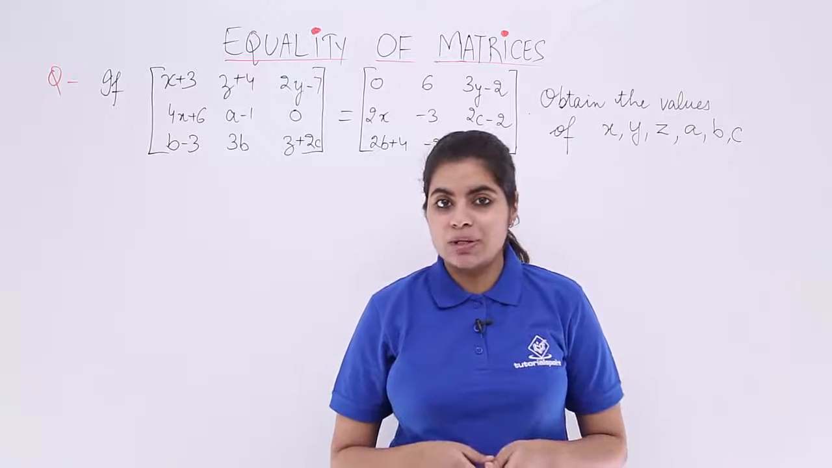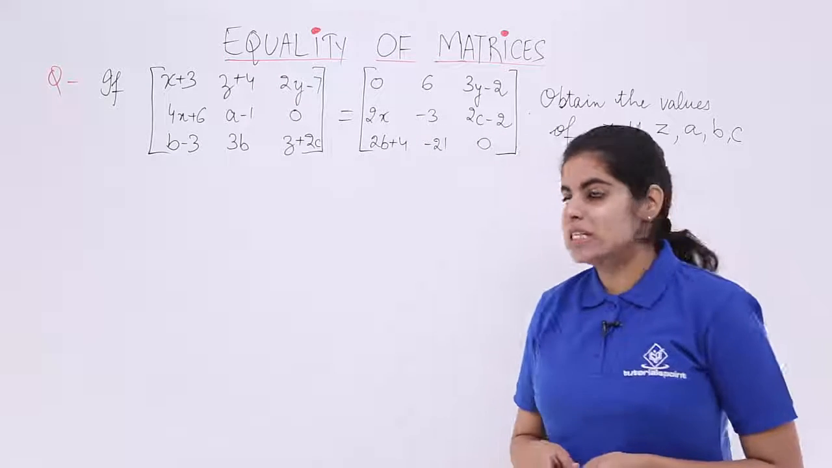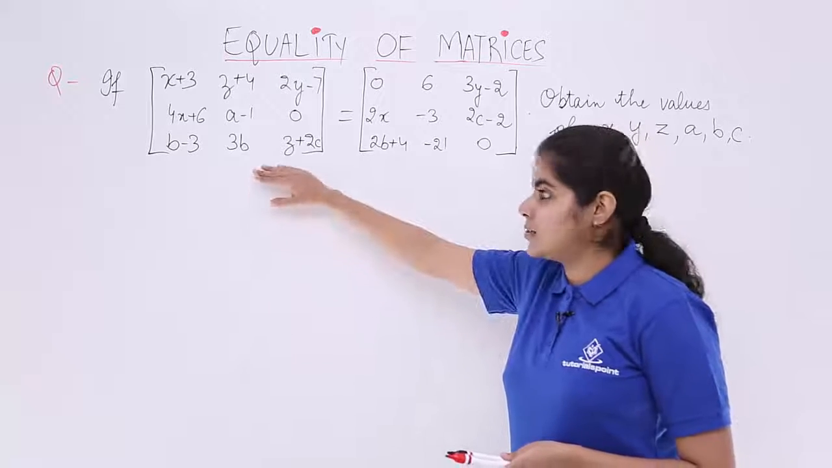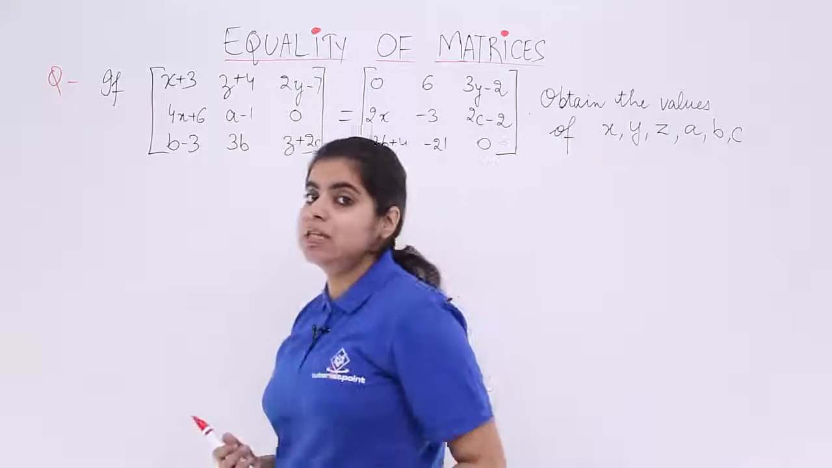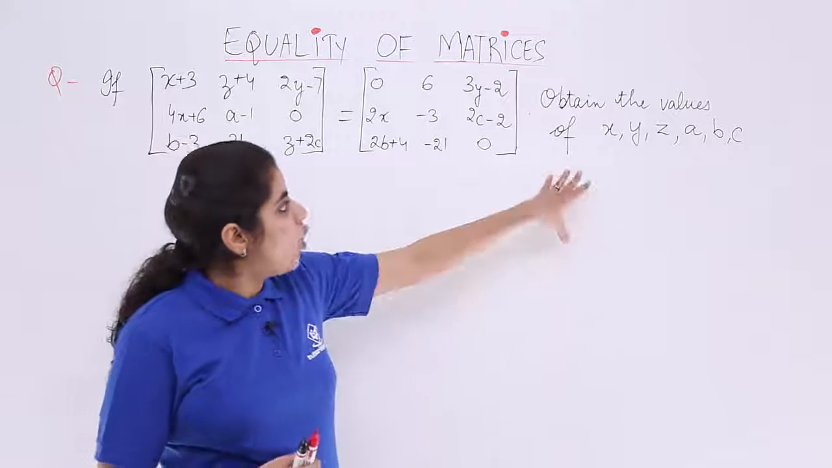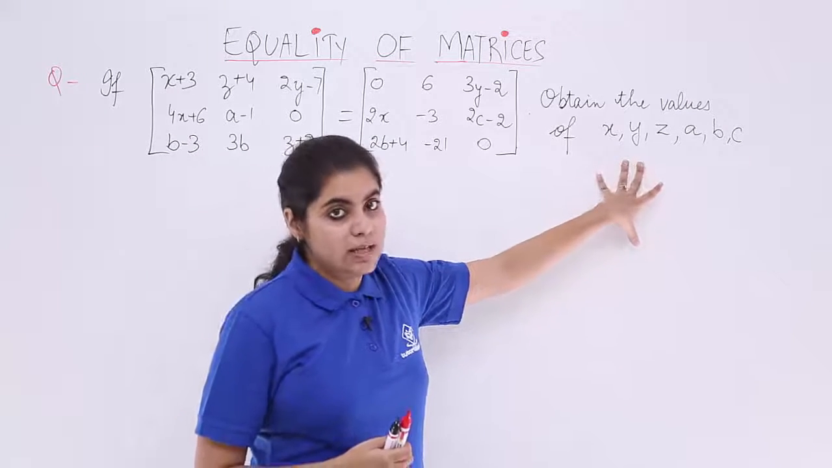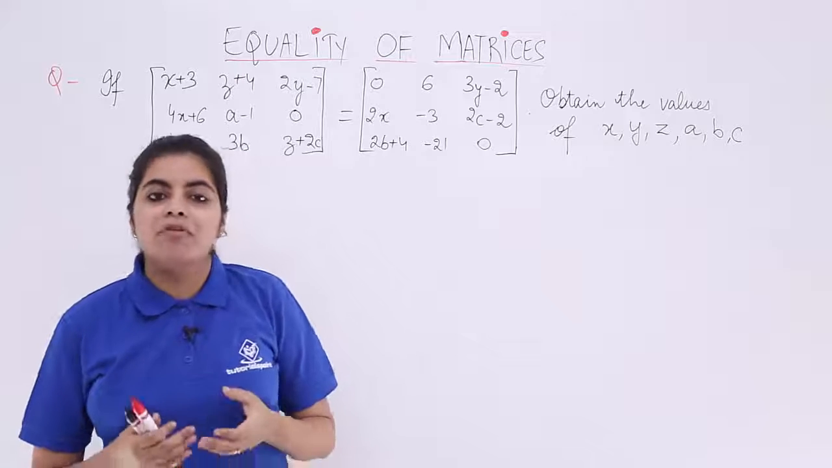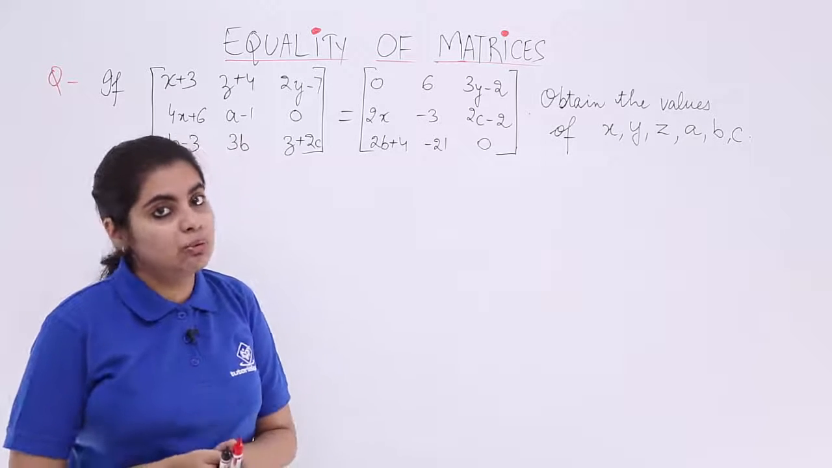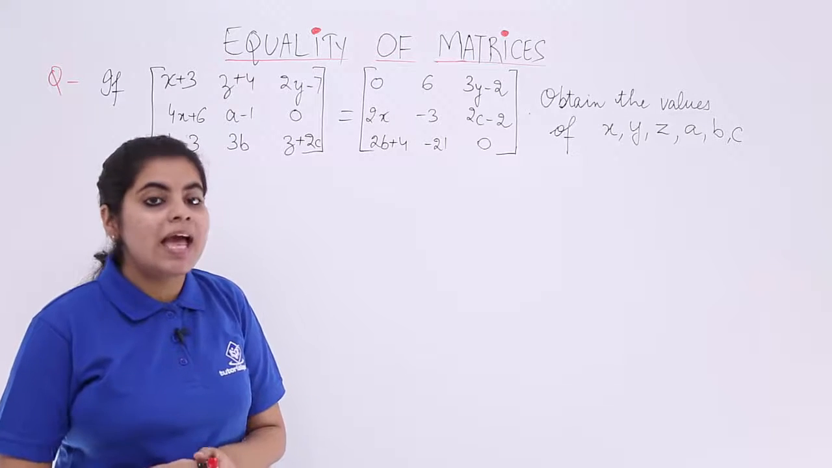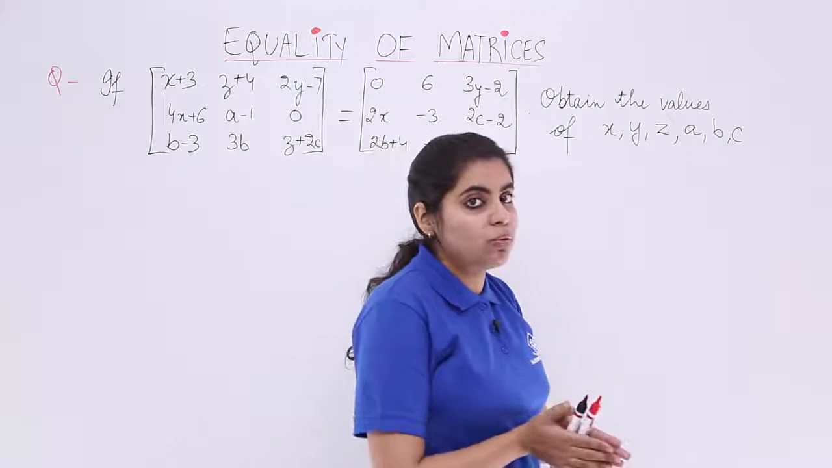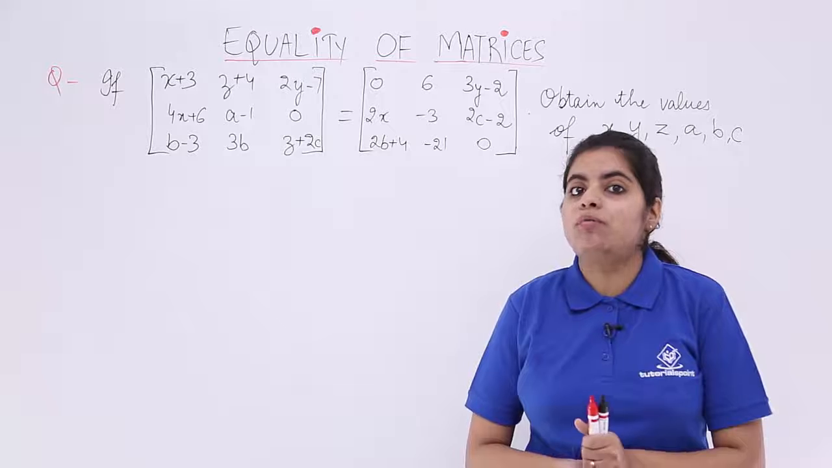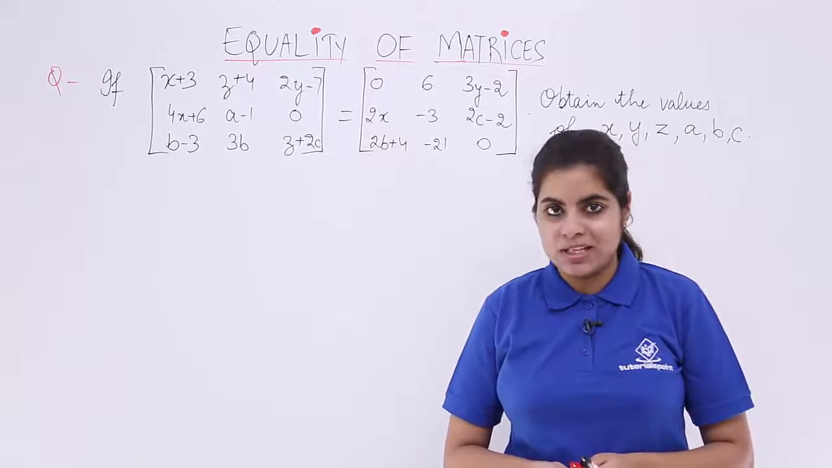Let's read the question together. The question is, if the first matrix is equal to the second matrix, obtain the values of x, y, z, a, b, c. That means we have some unknown quantities, and we want to obtain the values of those unknown quantities with the help of the knowledge of equality of matrices.